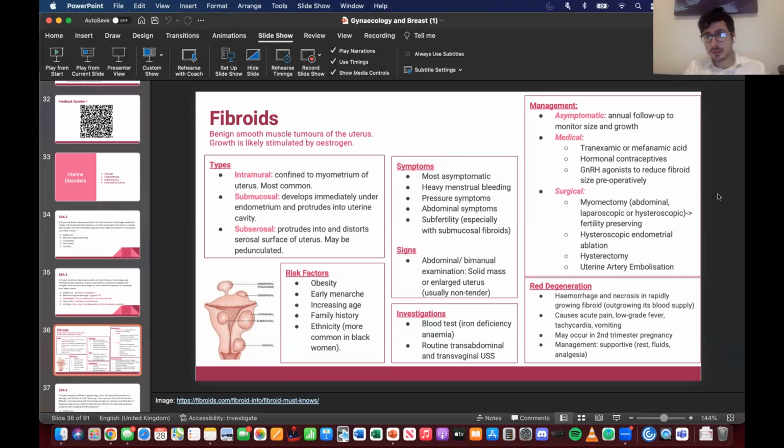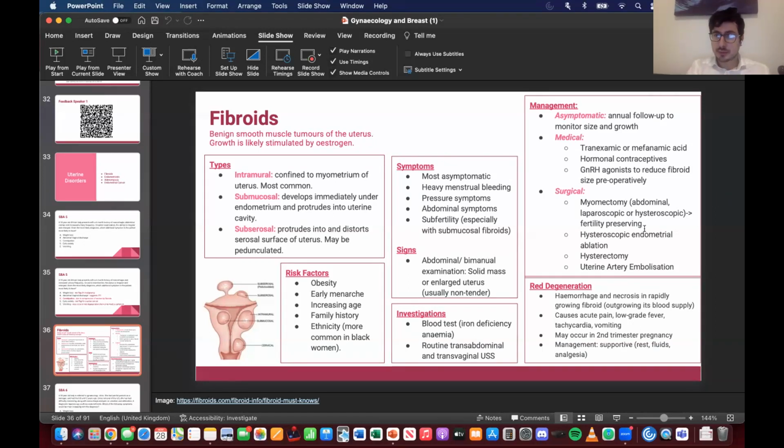Surgical management is the next stage, and often we want surgical management that's fertility preserving, especially if menopause hasn't been reached yet. In this case, you do a myomectomy. As it sounds, it's just removal of muscle tissue. And this can be done abdominally, laparoscopically, or hysteroscopically. And the reason this preserves fertility is because you're only removing the section that has the fibroid. You're not doing a gross removal.